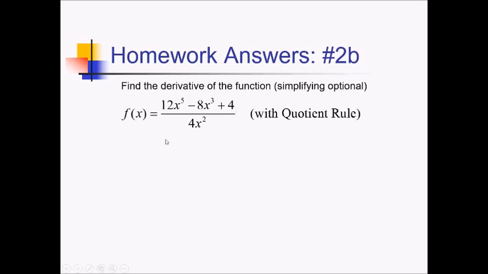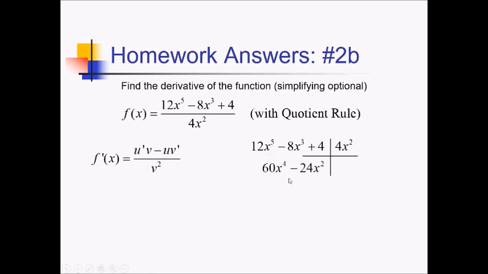Now this problem also could have been done using the quotient rule. So here's that again, u prime v minus uv prime over v squared. And then let me use my box and ribbon to organize this. So I've got my numerator here. That's this trinomial that I'm not going to bother saying out. And then denominator, that's going to be just 4x squared in my v spot. And now their derivatives, we've got u prime down here, that's going to be 60x to the 4th minus 24x squared. And then v prime, that's just going to be 8x.